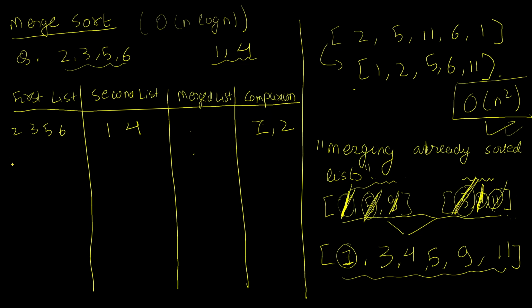So in the next iteration the first list will still contain 2, 3, 5, 6. But the second list will only contain 4. And where did 1 go? 1 went to the merged list. And the comparison that I want to do now is between 2 and 4. And this time 2 will be selected for the merged list. So that means that the first list will have 3, 5 and 6 remaining. The second list will still have the 4. The merged list will now contain the 2. It will be 1, 2.